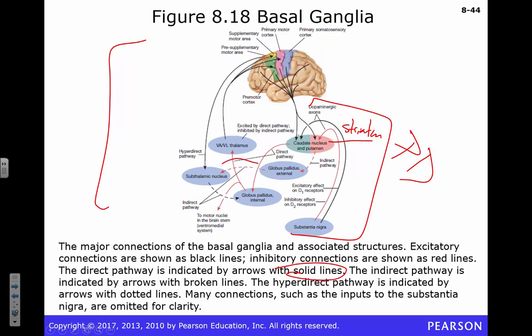Again, any of these dotted lines are going to be inhibitory, right? So if you were having a problem, let's say, creating movements, initiating movements, perhaps you could knock out the nucleus in that indirect pathway, and then you could make those movements a bit more smoothly.